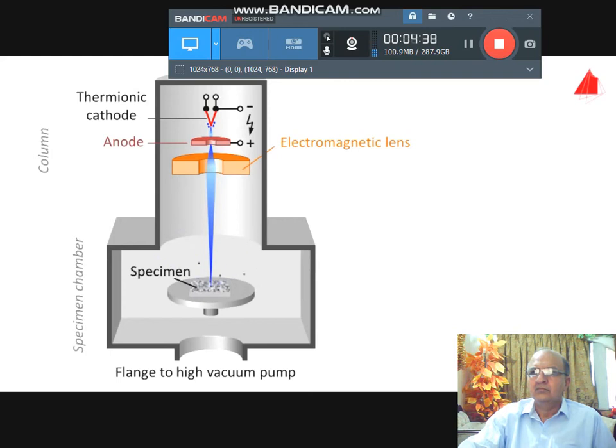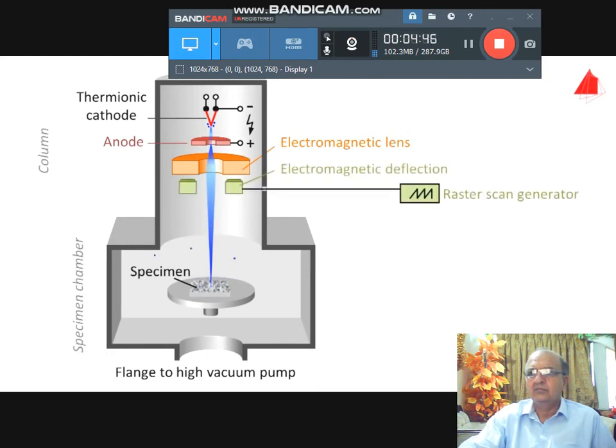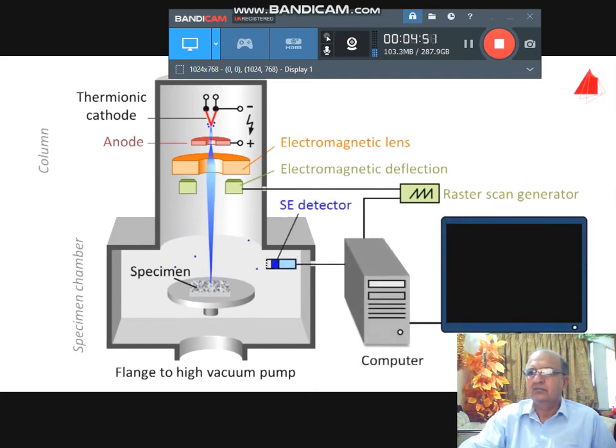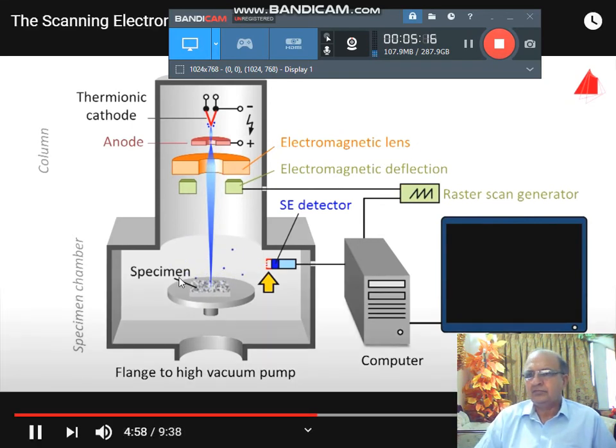These knocked out electrons are called secondary electrons. Additional components are necessary: electromagnetic deflection, raster scan generator, secondary electron detector, abbreviated as SE detector, and computer with monitor. The basic principle of the scanning electron microscope is to detect the secondary electrons and use them to build up an image. To increase the number of detected electrons, a positively biased grid is placed in front of the detector. The grid attracts the secondary electrons and leads them to the SE detector. And this is the way to generate a magnified image of the sample.